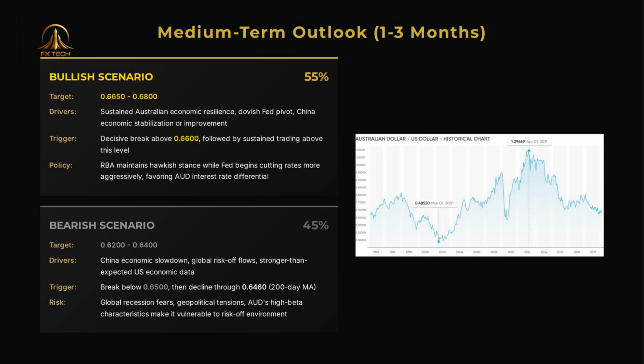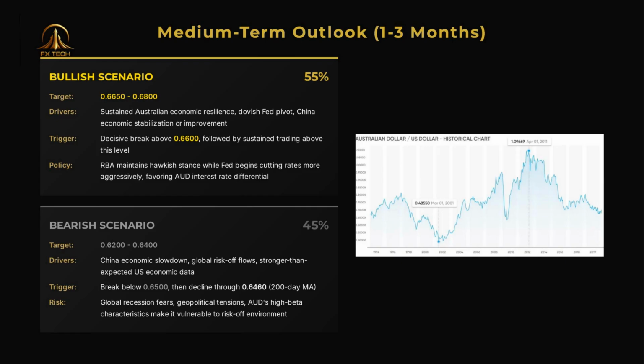Policy-wise, this scenario assumes the RBA maintains its hawkish stance while the Fed begins cutting rates more aggressively, favoring the AUD interest rate differential. The bearish scenario, with 45% probability, targets 0.6200 to 0.6400. Drivers would include China economic slowdown, global risk-off flows, and stronger than expected U.S.